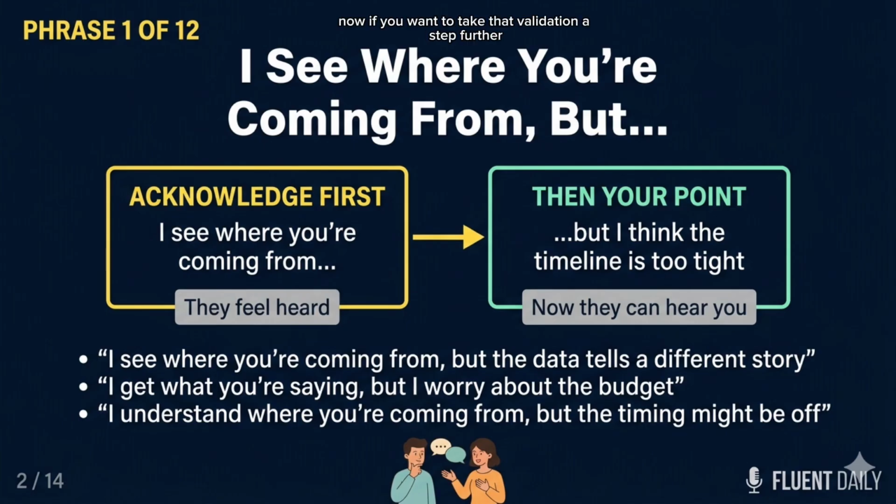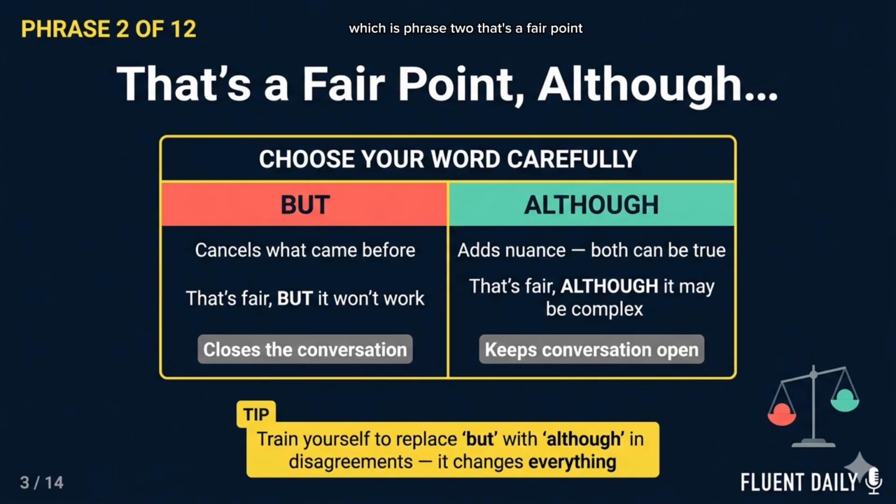Got it. Now, if you want to take that validation a step further, the sources suggest an upgrade to this, which is phrase 2. That's a fair point, although... Oh, this one is slightly more generous, I think. You aren't just acknowledging that they have a perspective. You are actively crediting their point as valid and logical before you introduce your complication.